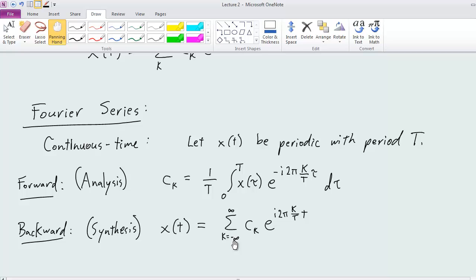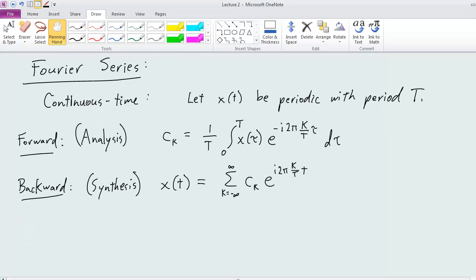Okay? And how do we calculate the coefficients? We calculate them using this analysis equation. We resynthesize x of t using the synthesis equation, but to calculate the coefficients, we use this analysis equation. Now, we'll talk more next time about why this works. All right, but for now, this is the equation. All right, let's look at what we would do in discrete time. It's very similar.